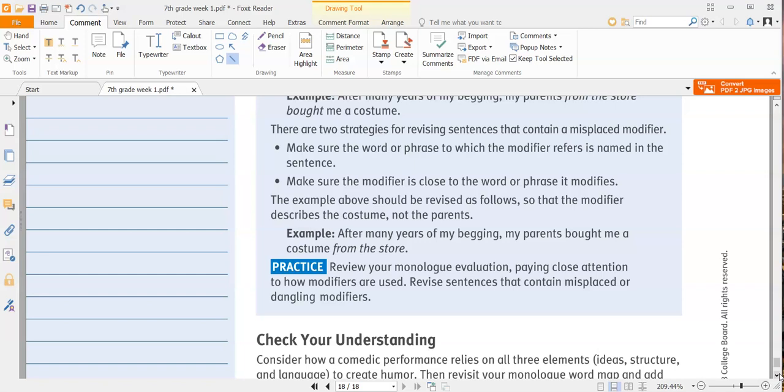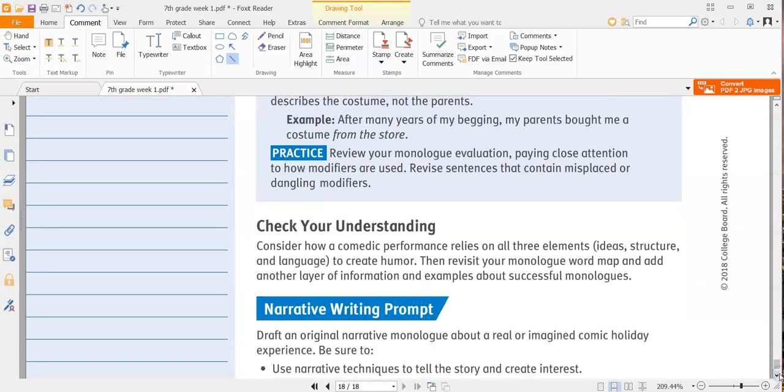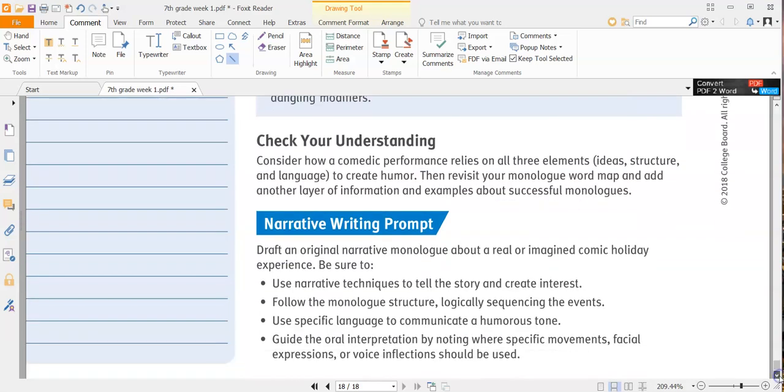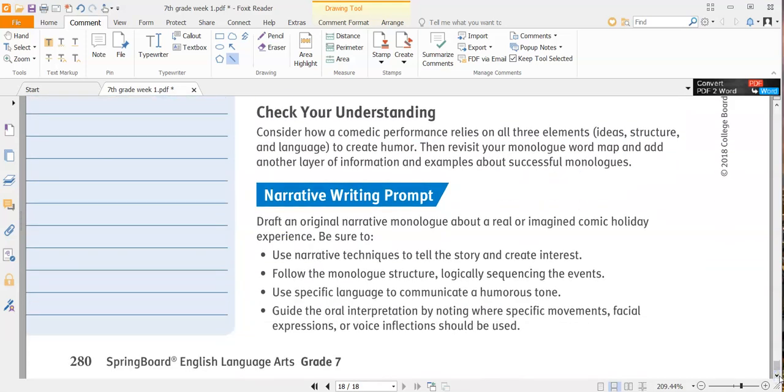Here in practice, it says, review your monologue evaluation. We're not doing that because we didn't evaluate monologues, okay? So, consider how a comedic performance relies on 3 elements: ideas, structure, and language to create humor. Then revisit your monologue word map and add another layer of information and examples about successful monologues. Okay, so I don't know if you want to go back and add anything. Just make your word map as full as you can.